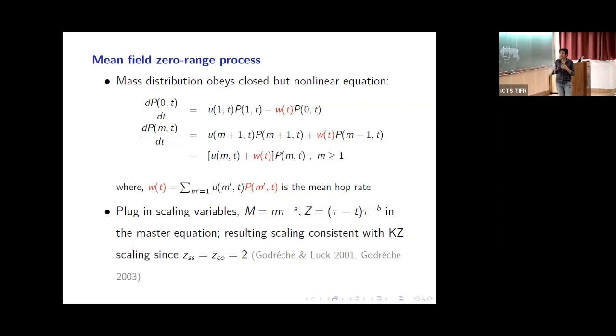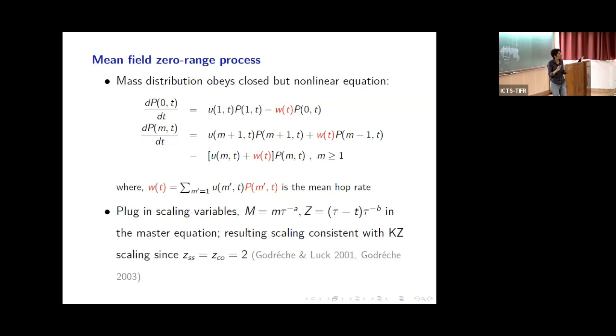And we try the same thing as I said earlier for the Ising chain. I look for the scaling variables, define this capital M and capital Z, such that the small m is large and tau is large and capital M is finite and so on. Plug it in, work it out. Then again, we find in this case also our scaling exponents are consistent with the Kibble-Zurek scaling. And that happens because these exponents are again the same.